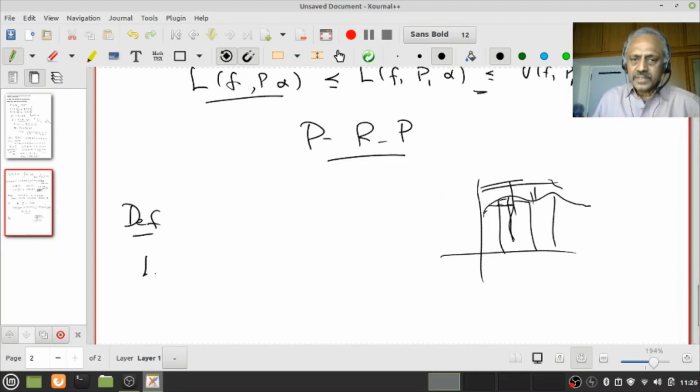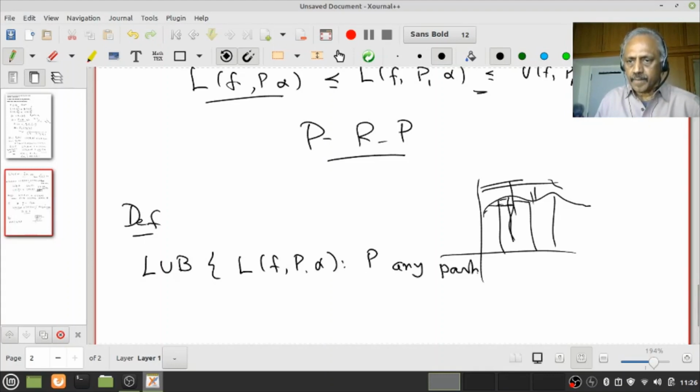Look at the LUB of L(f, P, alpha), as P is any partition. Now why should this exist? This is a set of numbers, right? I want to say this set of numbers is bounded above. But we know each of these numbers is less than or equal to M into alpha(b) minus alpha(a). Each of these numbers, right? Therefore this set is bounded above and is non-empty. Therefore the LUB exists. It's non-empty is clear, right?